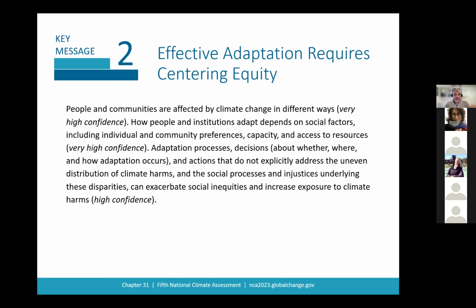So I skipped the second one of these, which is essentially how adaptation institutions adapt. It depends on social factors, including individual and community preferences, capacity, and access to resources. For that, we had an image. Next slide, please.